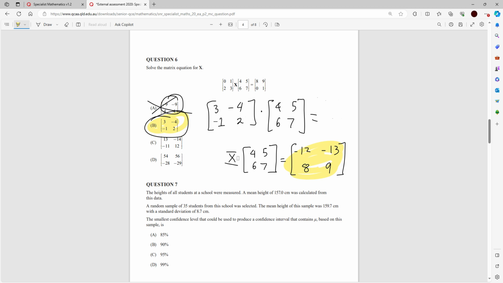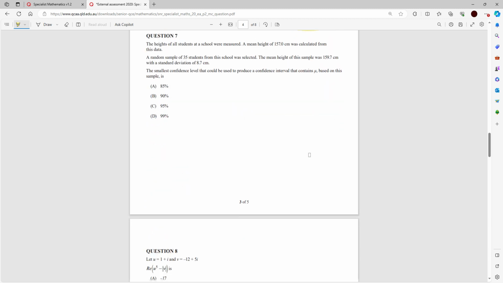Now this is a multiple choice question. It's not meant to take more than 3 minutes. So this is the best way to solve this particular question in these circumstances. If you have any questions about this one, leave something in the comments and I'll try my best to answer them. But let's move on to question 7.